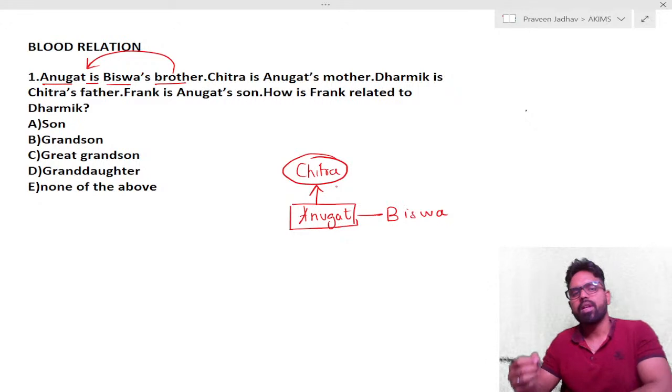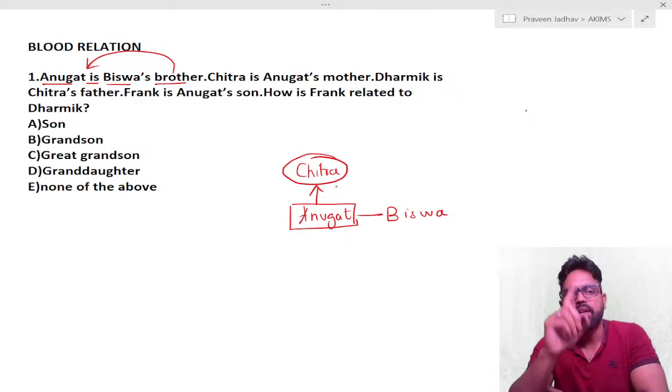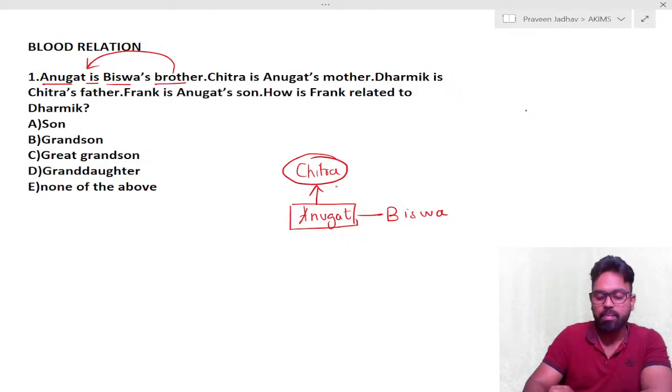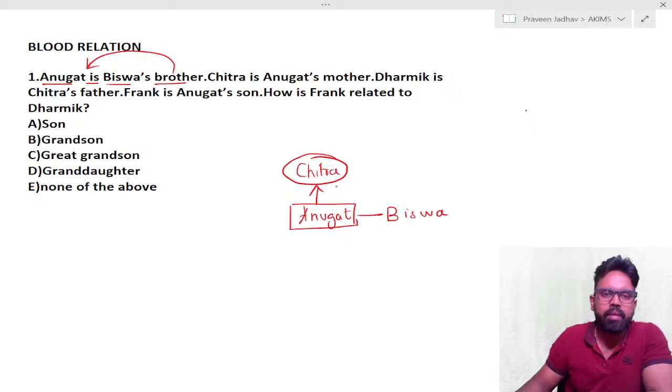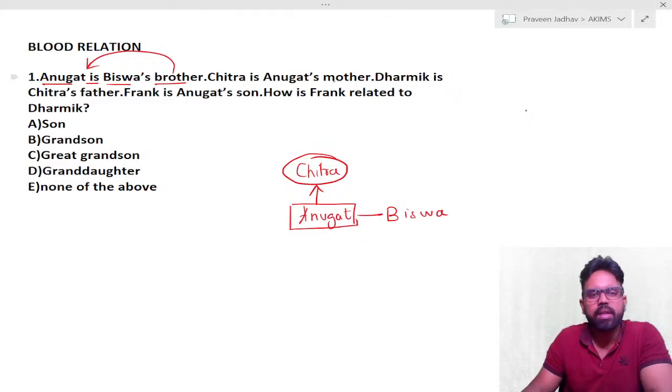Because easy questions you can answer without a flowchart, but difficult questions are different. They particularly ask you tricky questions in PGCET. If you want, you can open up the previous year question papers and see that in PGCET you are given very tricky questions. Now, what do I have here? Chitra is Anugat's mother. Done.